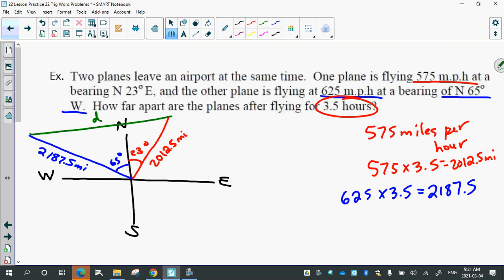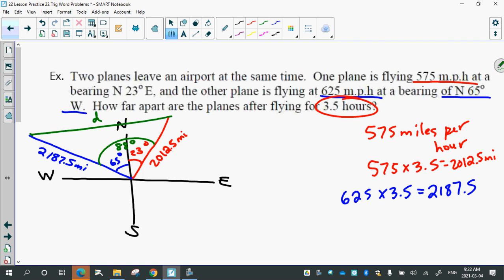So I definitely have two sides. Do I have any angles? Yes, the angle between the two planes would be if I added those angles together, 65 and 23. Does everyone see that? They're inside the triangle in this case, so I can just add them. That gives me 88 degrees between the two. 65 and 23 is 88.